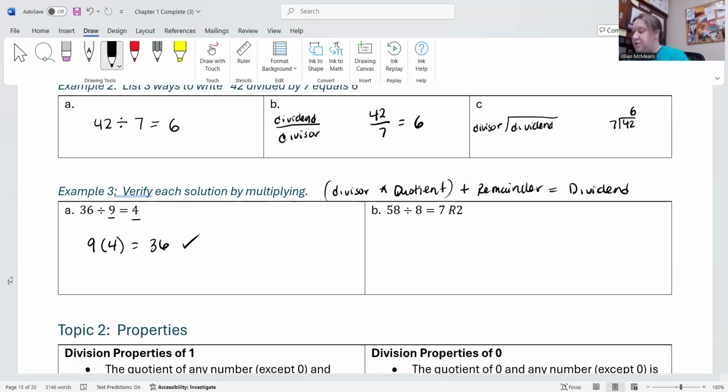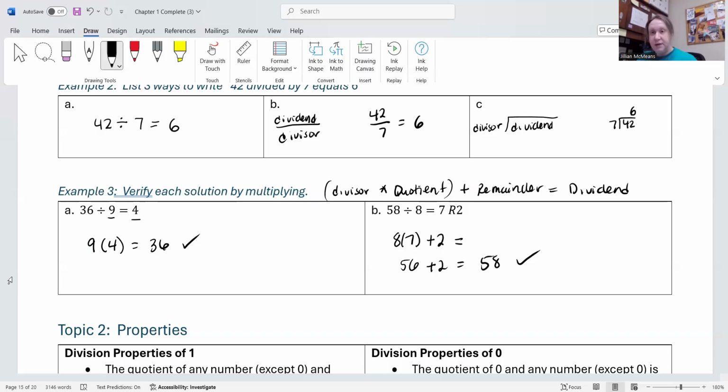Okay, now let's look at part B. So we have 58 divided by 8 equals 7, but then we have a remainder of 2. So what we want to do is take 8 times 7, we want to add 2, and our goal is to make sure that equals 58. Okay, so let's see, 8 times 7 is 56. So at this point, you've got a multiplication table, so use your multiplication table. So 8 times 7 is 56. 56 plus 2 is 58. So we can say that everything does check out here.